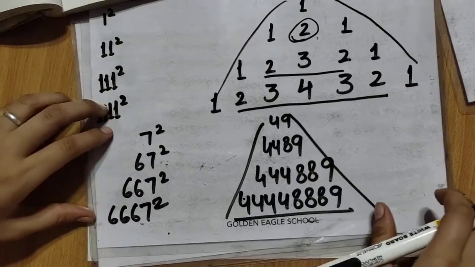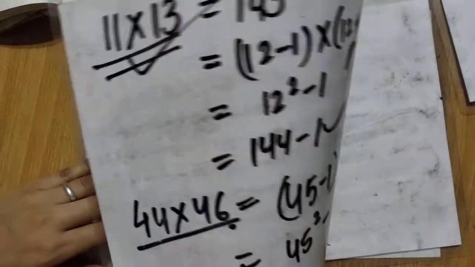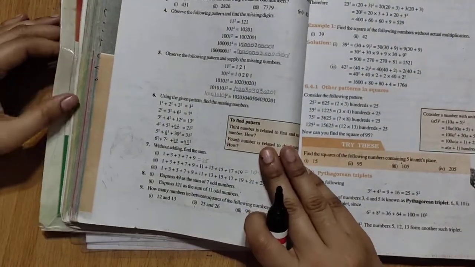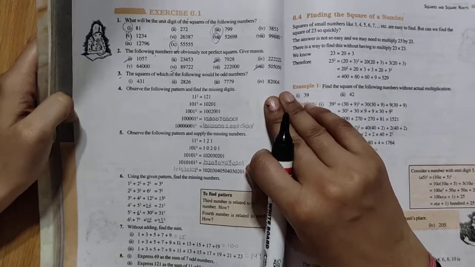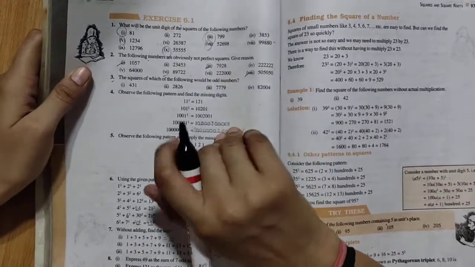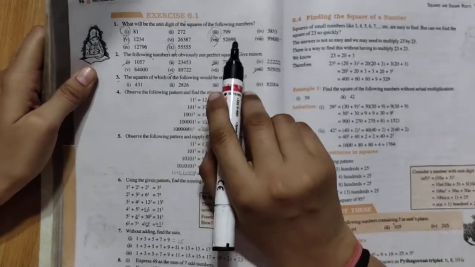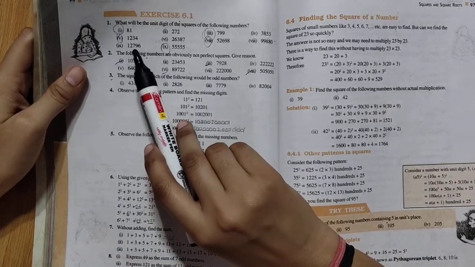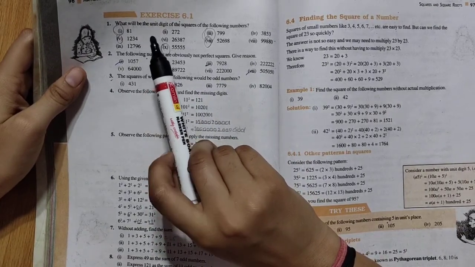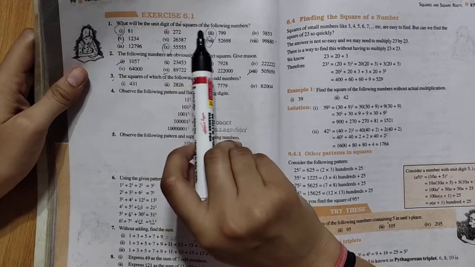Now we'll come on to exercise 6.1 of your book, that is at page number 96. Okay, so in this you have to see question number 1. What will be the units digit of the squares of the following numbers? So the unit digit of squares.